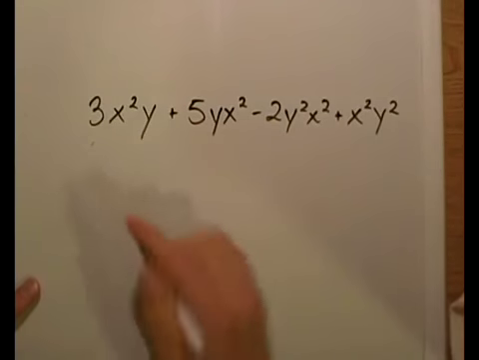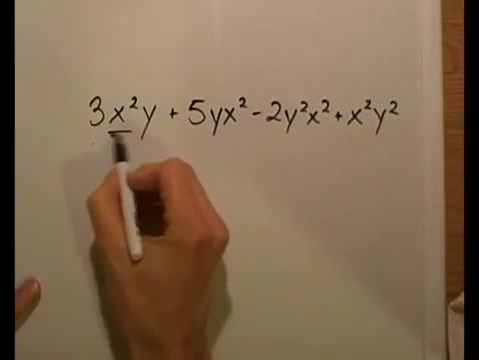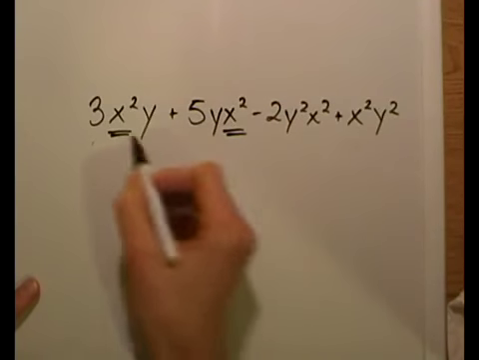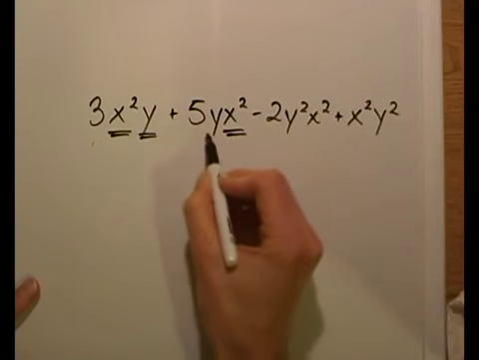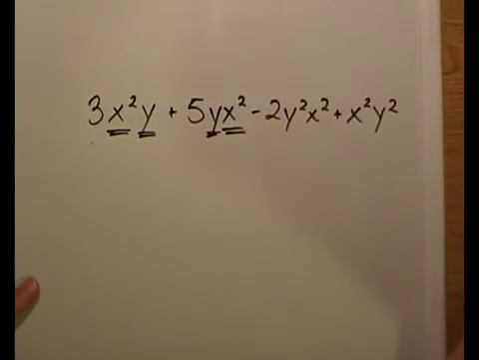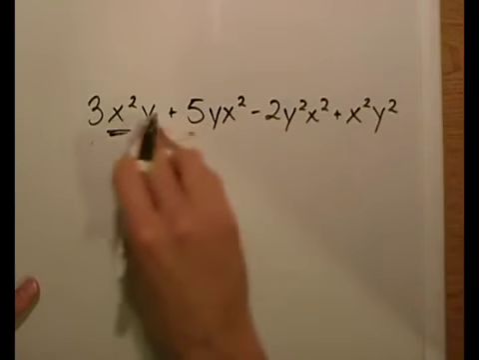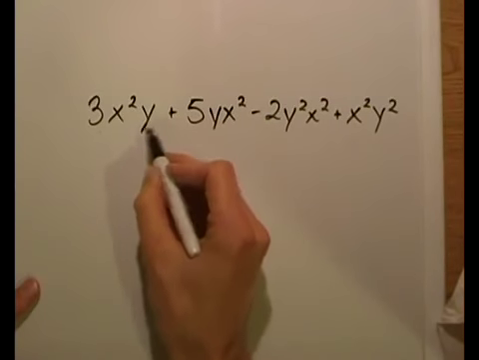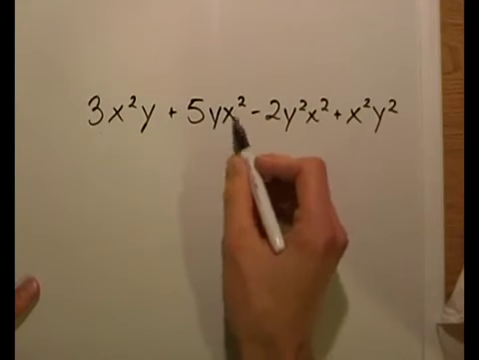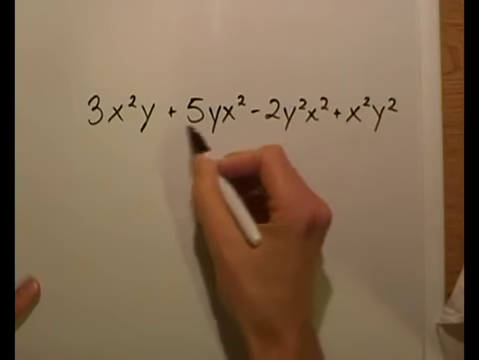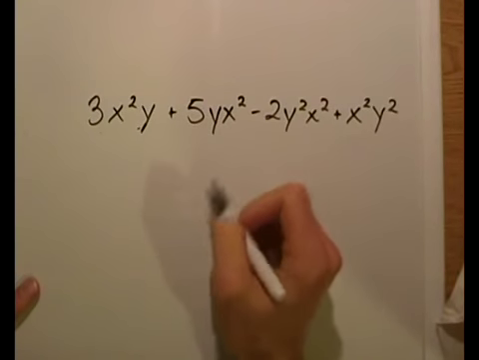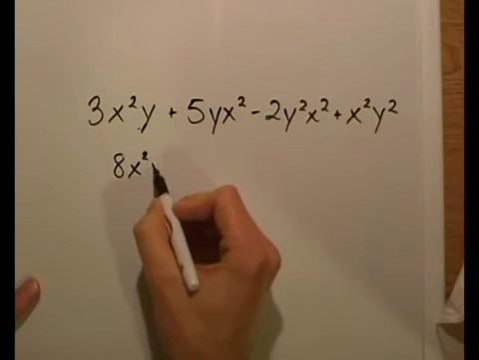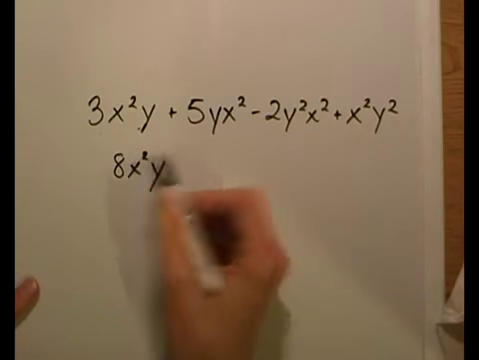So in whatever order they are, the most important thing is that the variable is to the same degree, to the power of the same thing, so to speak. That is the important thing to keep in mind. So we have 3 x squared y's plus 5 yx squareds. Okay, so 3 of these and 5 of these, which means 8 in total. And it doesn't matter if I write x squared first or y first.